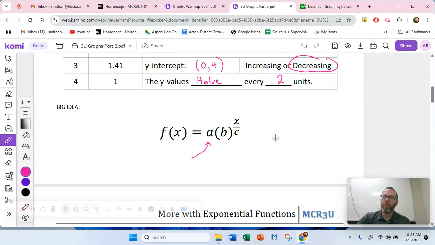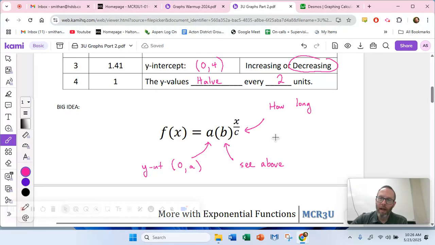If you have a function like this, a times b to the power of x divided by a number c, our value of a still gives you the y-intercept 0, a. Our value for b, the base, just to save some writing, I'm just going to say c above. It's the same as above. It tells you how the graph is increasing or decreasing. But this is new. When you divide that variable in the exponent by a number c, what this tells you is the following. It tells you, these are my own words, how long it takes to increase or decrease.